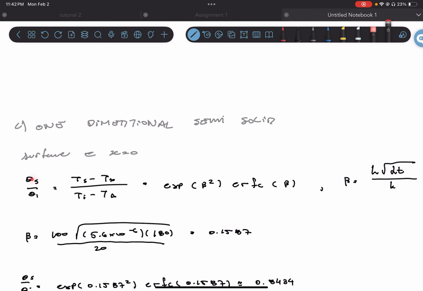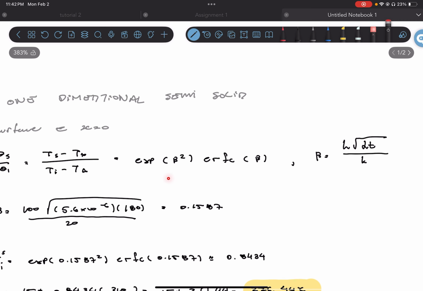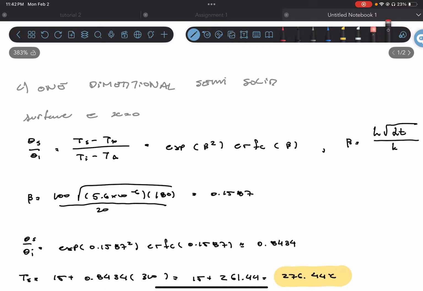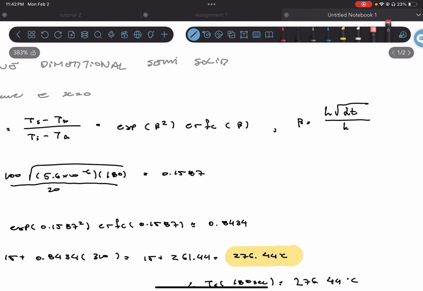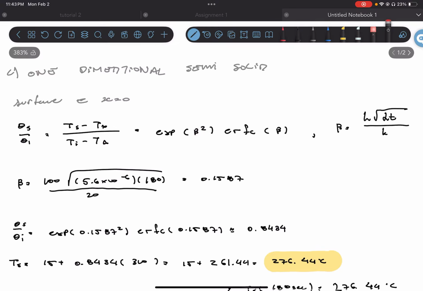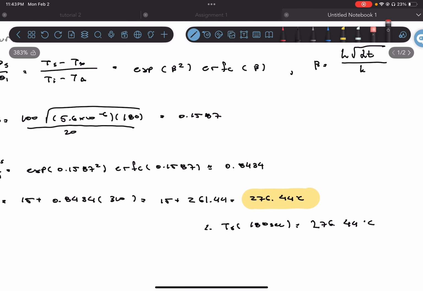And finally, for part C, the one-dimensional semi-infinite solid analysis, the surface is x equals 0. Using this formula here, which is what we have been doing through all of it, and taking B equals this formula, plugging in every number that we know, we get this number. Plug B back into this formula here. For these two B's, we get this number, and yet again use the same formula, and get that T_s equals 276.44 at 3 minutes.